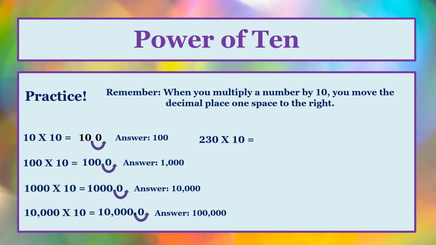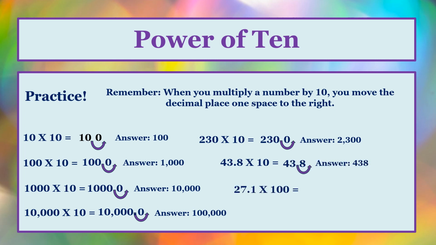Let's try it with some other numbers. So we have 230 times 10. There's an implied decimal at the end. We're going to move that over one space to the right, and that's going to give us 2,300. 43.8 times 10 is going to give us 438.